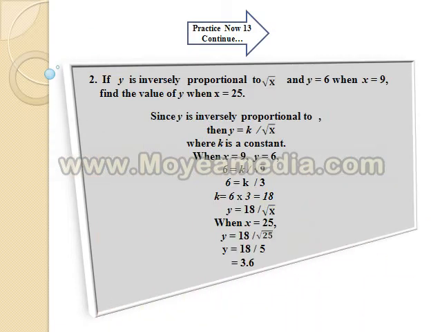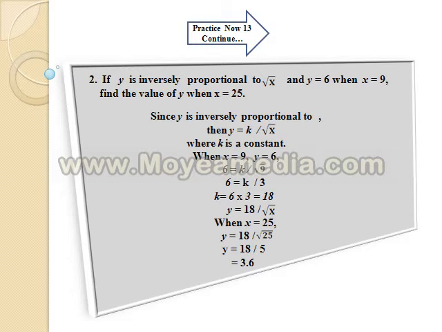And here is the second part now, which says y is inversely proportional to under root x. And the complete pair is there, and we have to find the value of y when x is equal to 25. So since y is inversely proportional to under root x, the mathematical relationship is going to be y is equal to k divided by under root x.